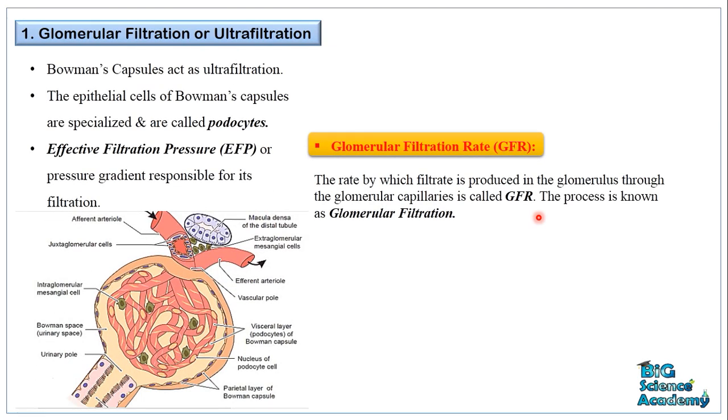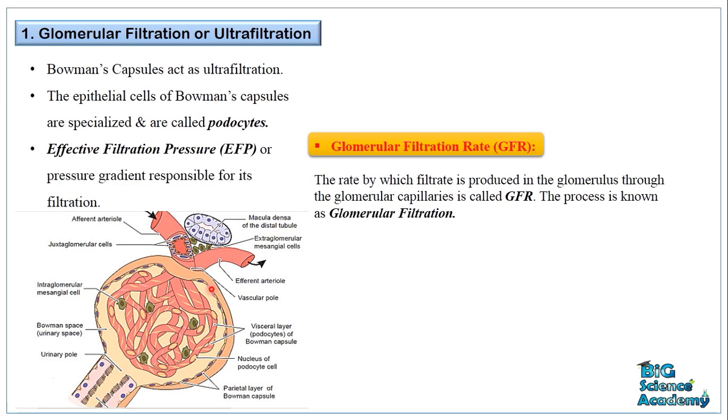Now we will discuss the first process of urine formation, that is glomerular filtration or ultrafiltration. Bowman's capsule acts as an ultrafilter. As blood flows through the glomerular capillaries, water and all other substances except blood cells and plasma proteins are filtered out of the blood into the Bowman's capsule. Blood is separated from the cavity of the Bowman's capsule by two very thin membranes, the endothelial layer of blood capillaries and the epithelial layer of Bowman's capsule. The capillary wall has numerous fine pores of 0.1 millimeter.